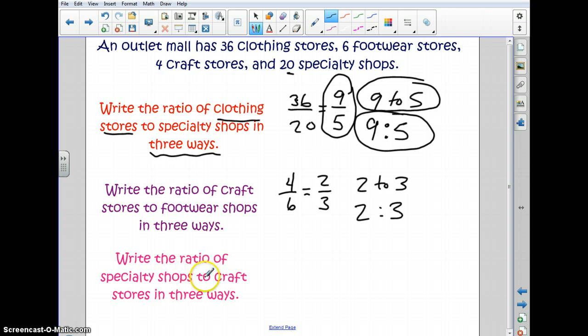Write the ratio of specialty shops to craft stores. I have 20 specialty shops, and I have craft stores 4. 20 to 4 simplifies down to 5 over 1. Or you could just call it 5. Well, 5 to 1, if we're doing ratios, we really want to put that 1 down there on the bottom. And I would read it as, with the word to, 5 to 1, with a colon, 5 to 1.